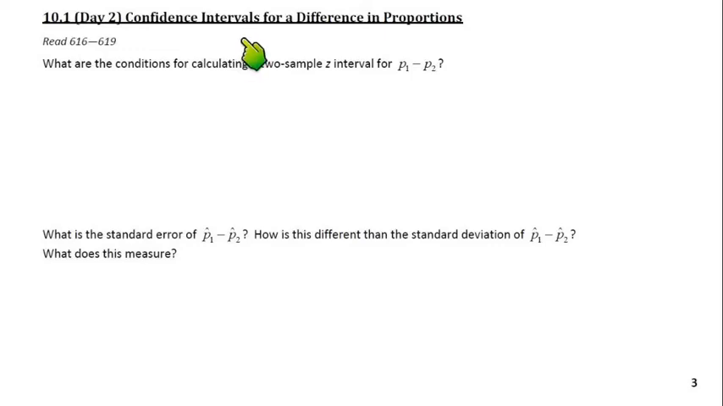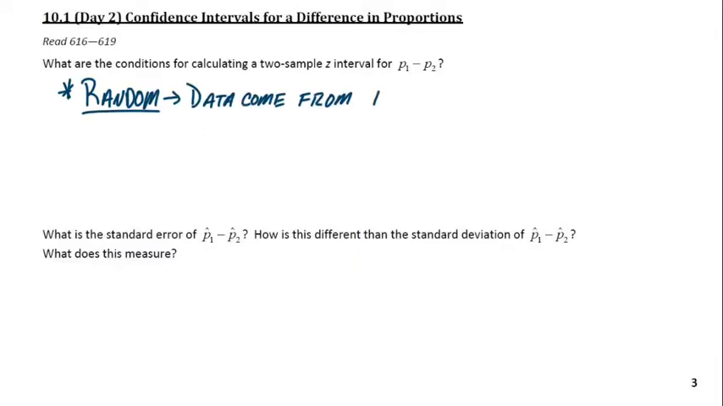So we're back to the topic of confidence intervals, this time for a difference in proportions. So for starters, what are the conditions? And these are things you've seen before. Randomness, meaning the data that we're going to make inferences with comes from a random sample or a randomized experiment.